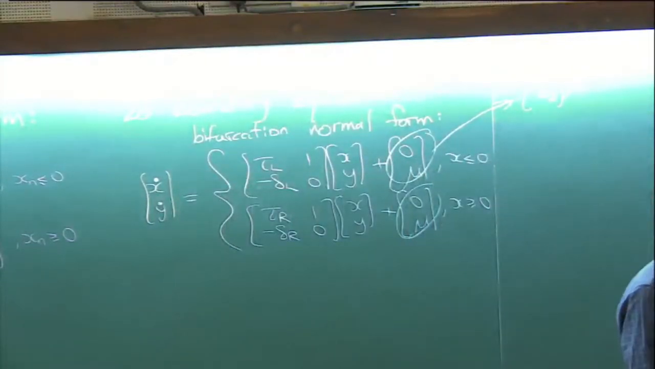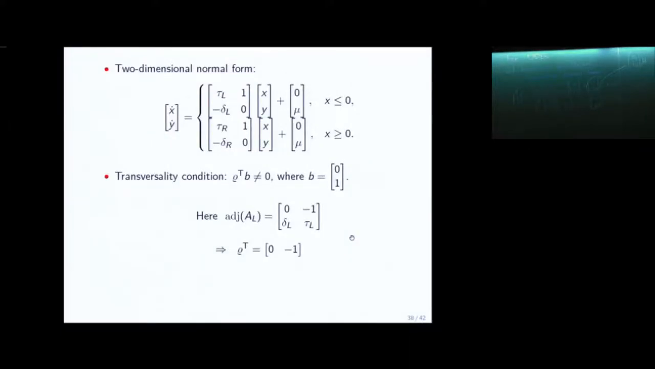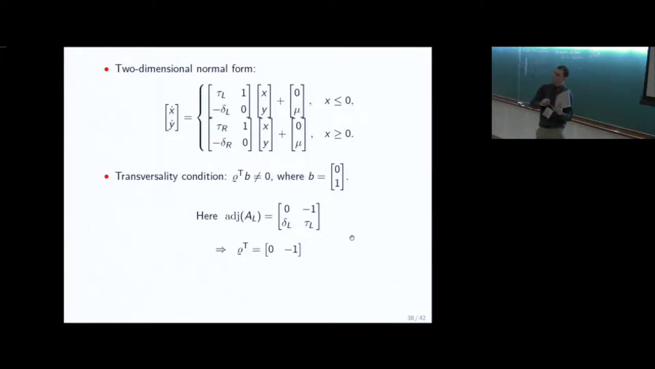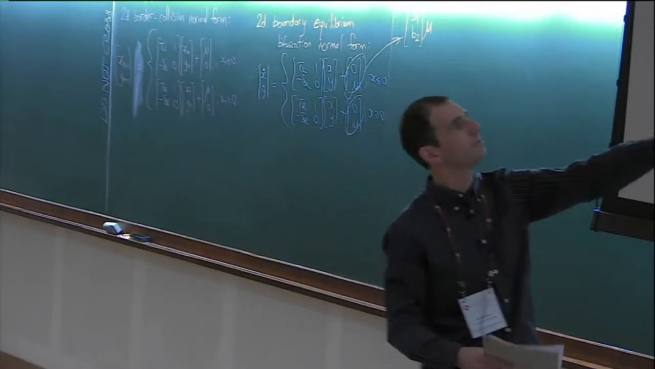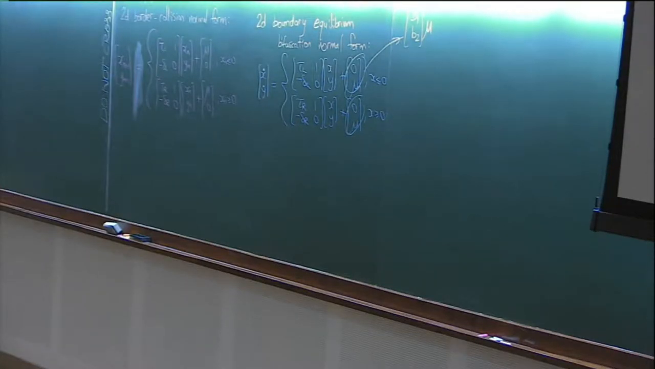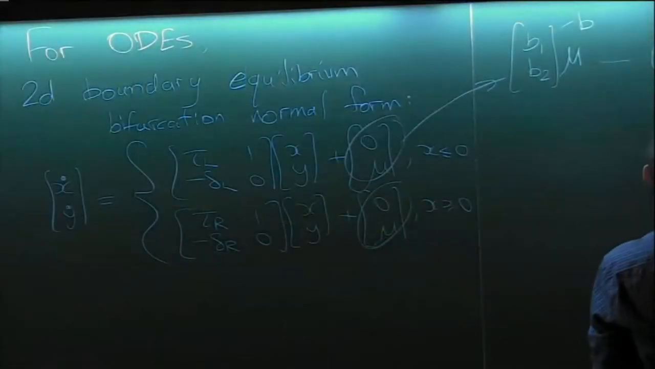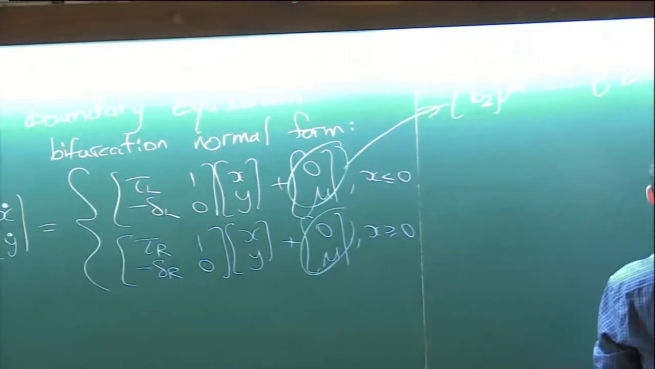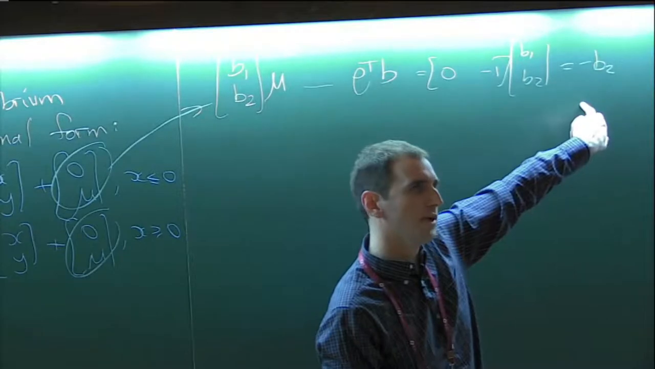The key thing is that the transversality condition has to be satisfied. That's rho transpose b has to be non-zero. That ensures that as you vary the value of mu, the equilibrium actually moves away from the switching manifold. Otherwise, it wouldn't be a valid boundary equilibrium bifurcation. For the two-dimensional normal form, the adjugate of AL is this, and rho transpose is the first row of the adjugate, 0, minus 1. So rho transpose b is minus b2. For the transversality condition to be satisfied, we simply need b2 to be non-zero.